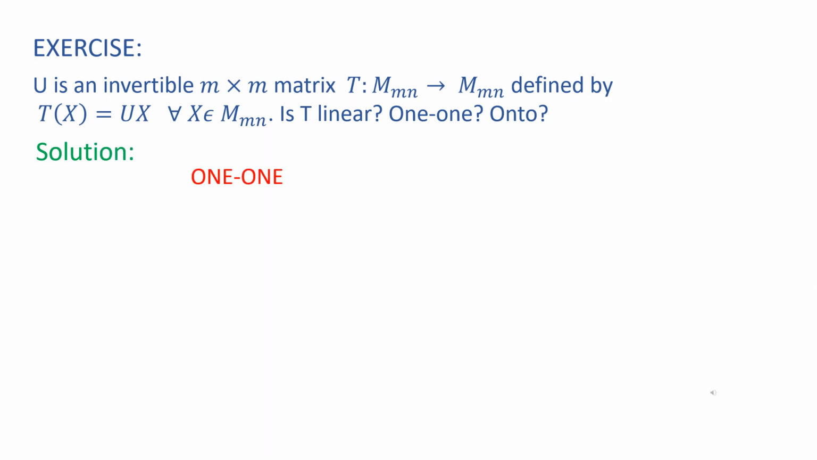Now let's start the solution. First we have to check whether it is one-one or not. Now let's see. We are given that T of x is equal to U of x. To check the one-one property, let's take T of x is equal to 0, so U of x is equal to 0.